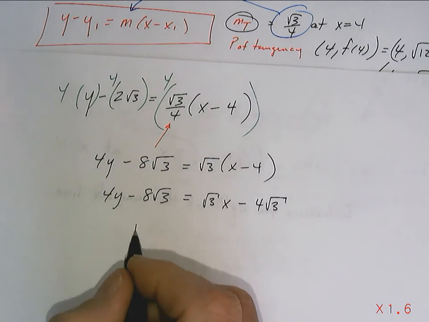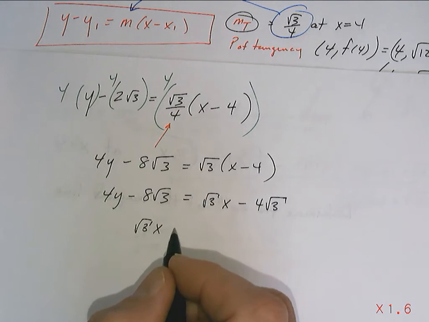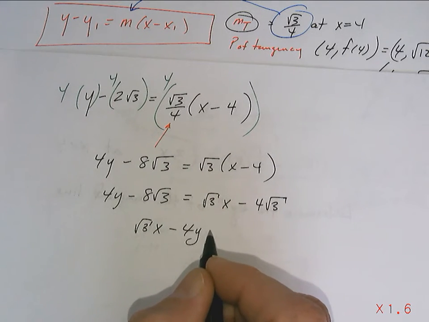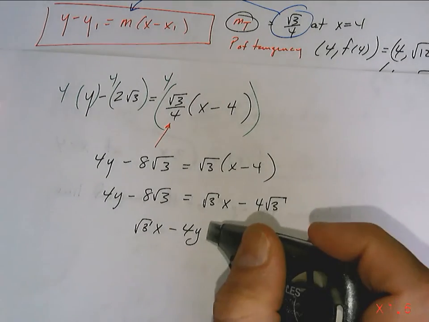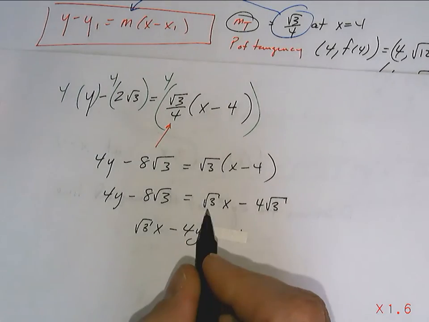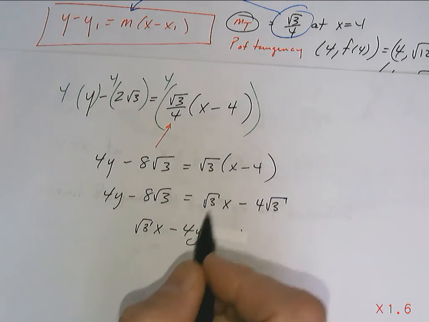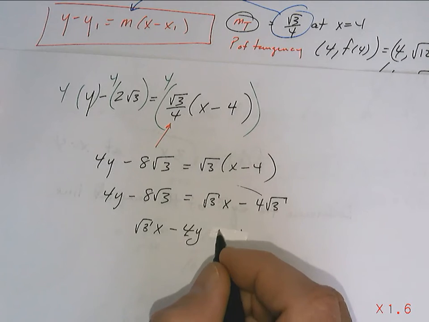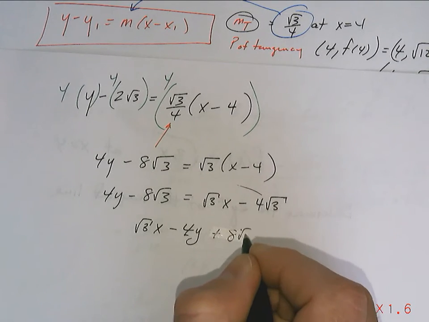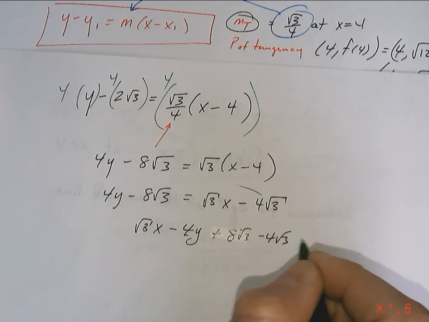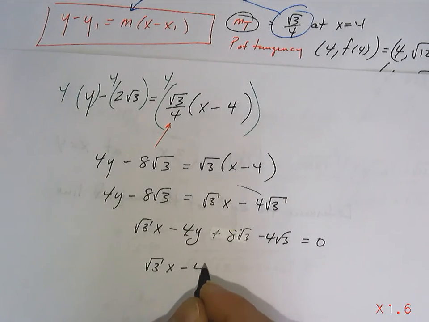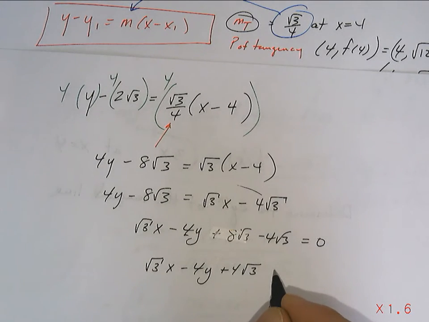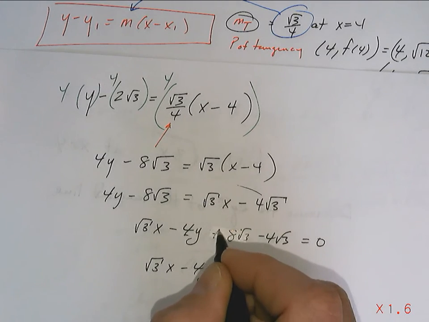Put it in standard form, so it's root 3x minus 4y equals negative, oh, not equals, sorry. So root 3x, bring that over, negative 4y, bring that over. It's going to be plus 8 root 3's minus 4 root 3's, all equals 0. So my final answer is going to be root 3x minus 4y plus 4 root 3 equals 0. Isn't that beautiful?